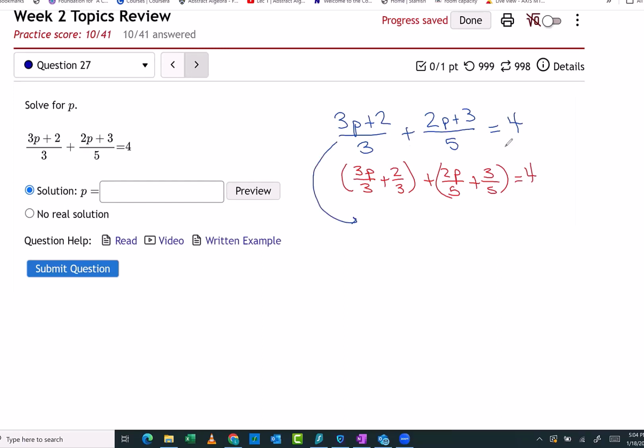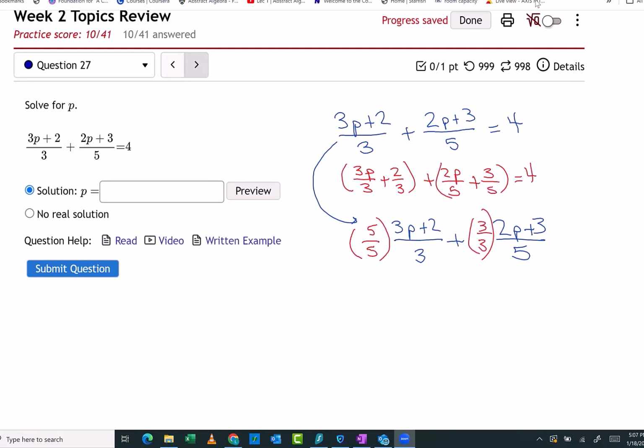I look at my denominators 3 and 5. 3 doesn't have any factors. It's 3 times 1. 5 is prime. It's 5 times 1. Again, they have no factors in common, which means I multiply them times each other. I have 3p plus 2 over 3, and I have to multiply that by 5 over 5, plus 2p plus 3 over 5, and I'm going to multiply this by 3 over 3.